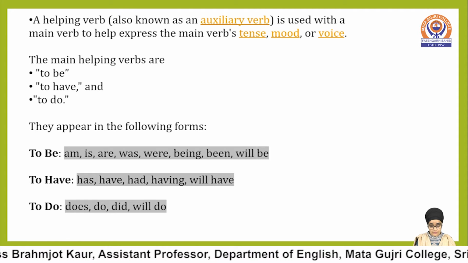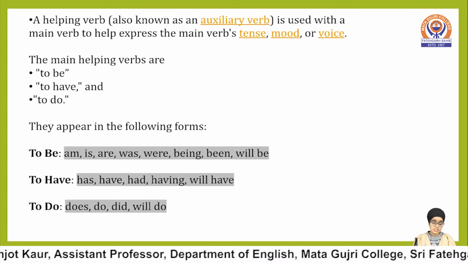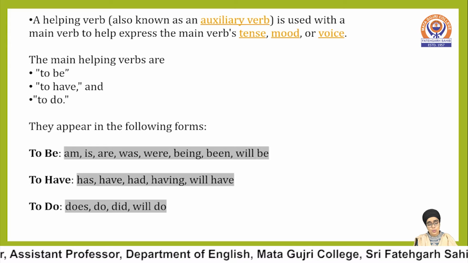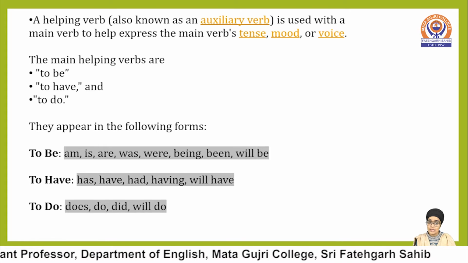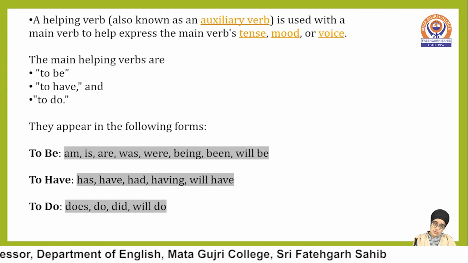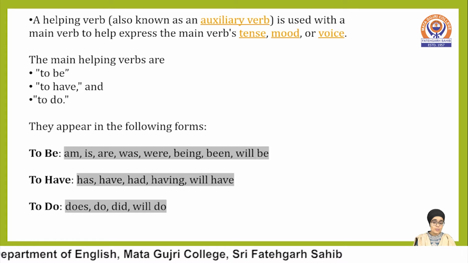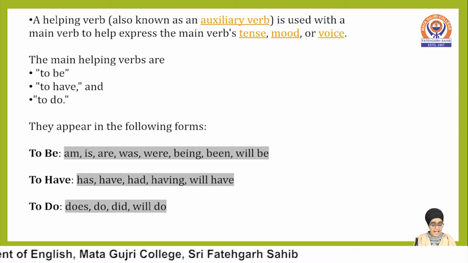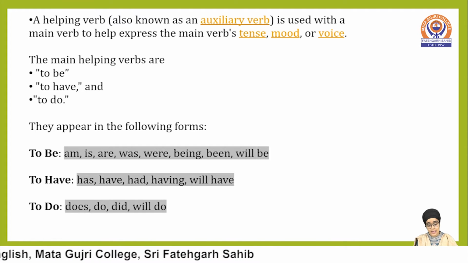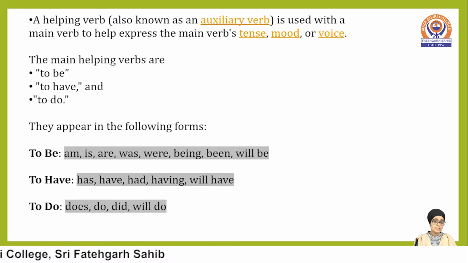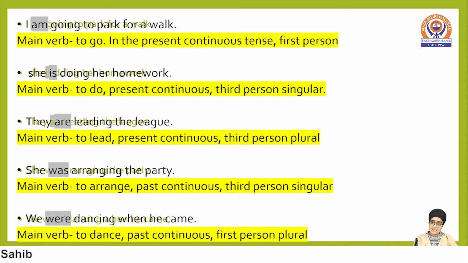So there are various forms of it. To be has various forms like am, is, are, was, were, being, been, will be. All of these are forms of to be. To have will have various forms like has, have, had, having, will have. All these are forms of the helping verb to have. Then to do will have various forms like does, do, did and will do. So let's now make sentences to understand the usage better.